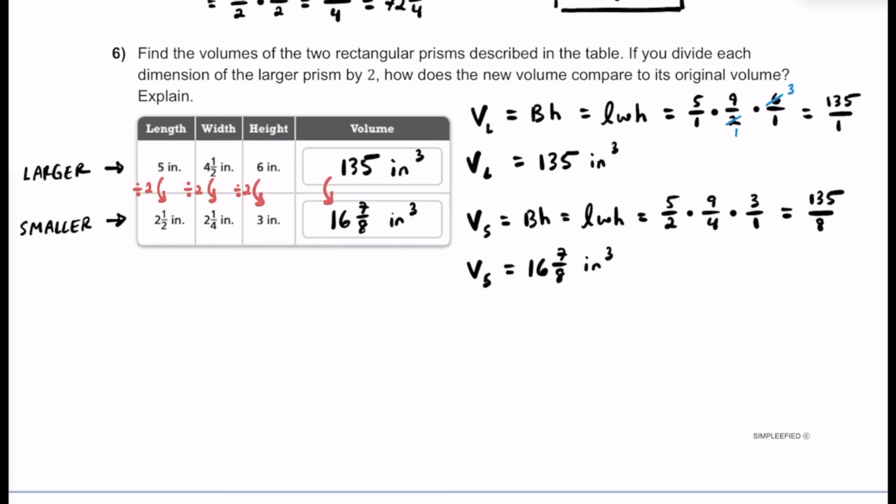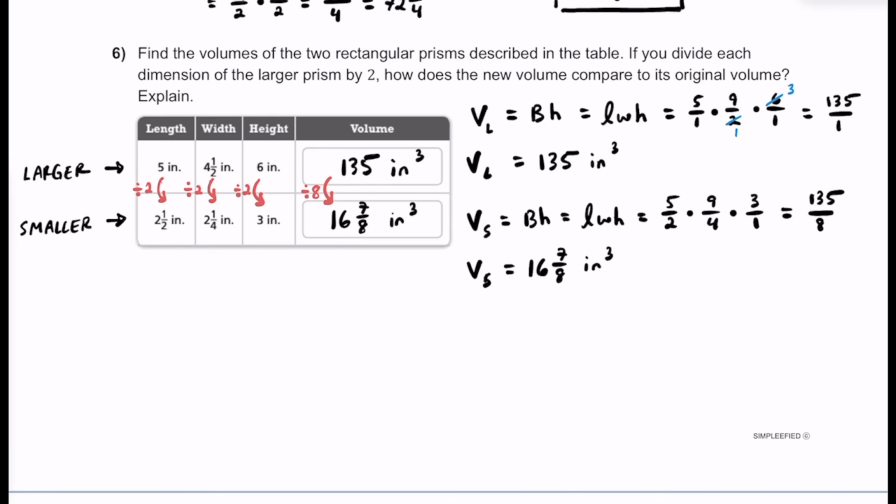Now, if you go ahead and look here at these two values, here was the original volume, and here is the new volume. If you just look at their improper fraction versions, this is really just 135, right? Anything over 1 stays the same. But this is an eighth of it, or it's cutting it into 8 pieces. So, you can kind of see here that it is 8 times smaller than it used to be.